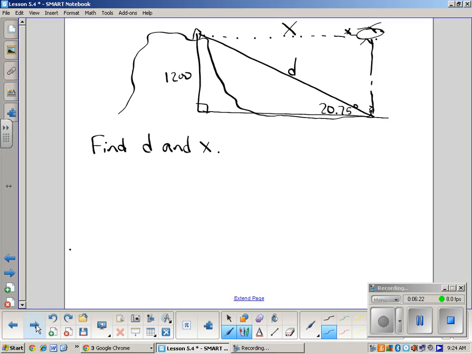All right. Now, I very carefully with my instruments measured the angle from me to the top of the cliff to be 20.75 degrees. And I know the cliff is 1,200 feet high. And I want to find how far is the helicopter from the house and how far am I by line of sight from the house. If they use line of sight, they mean directly straight from here to here.